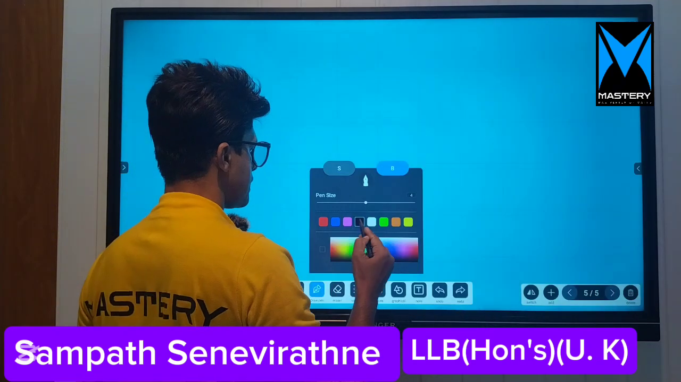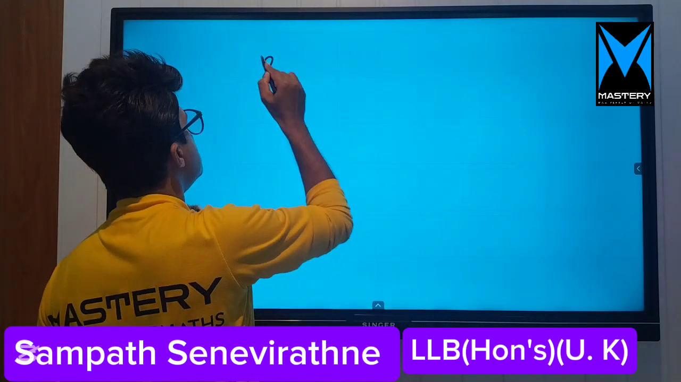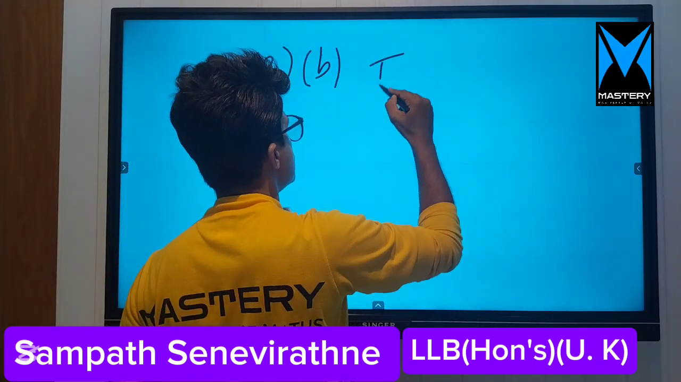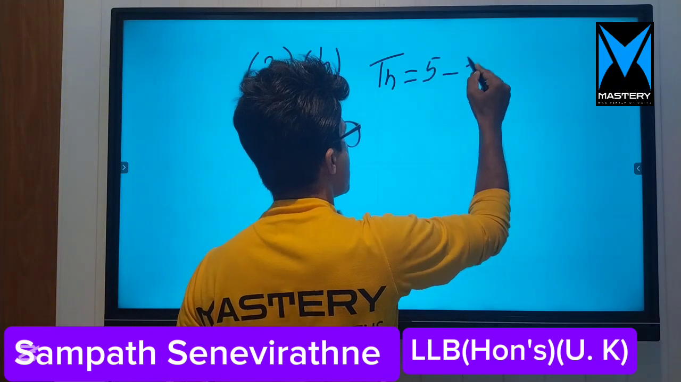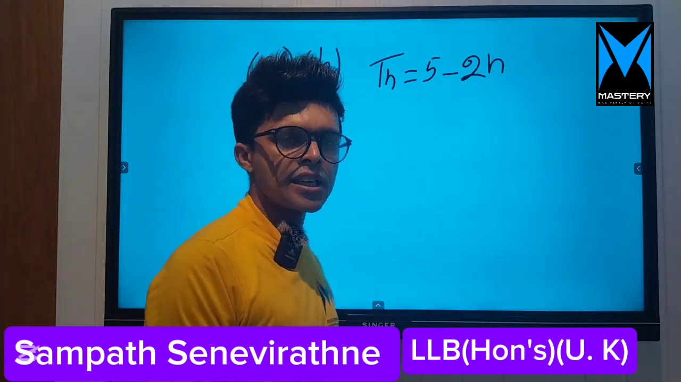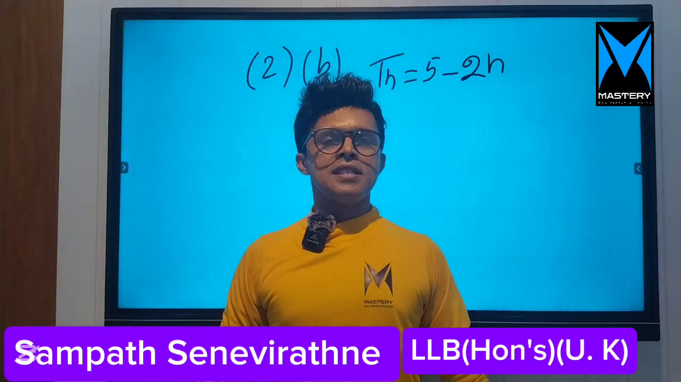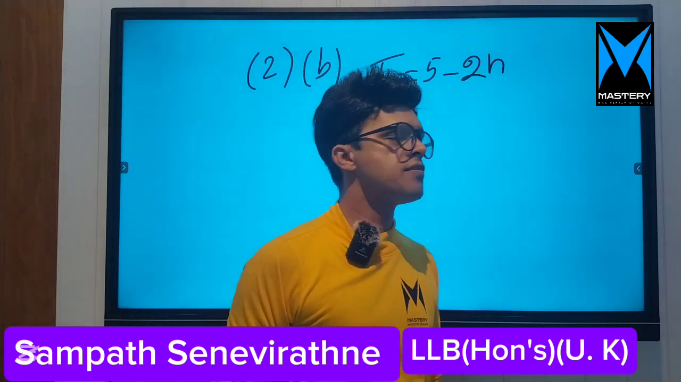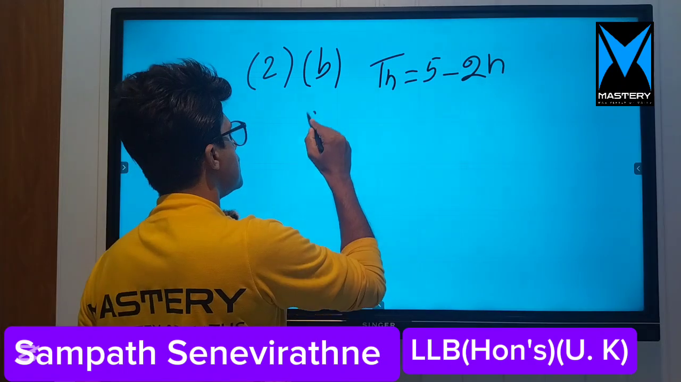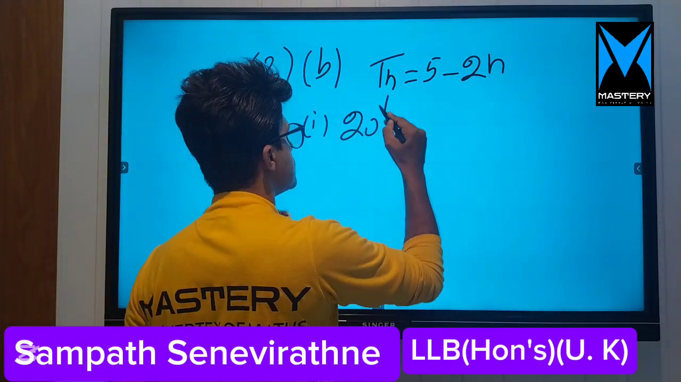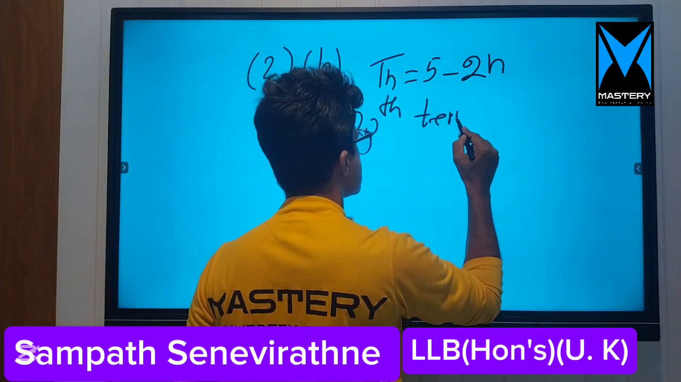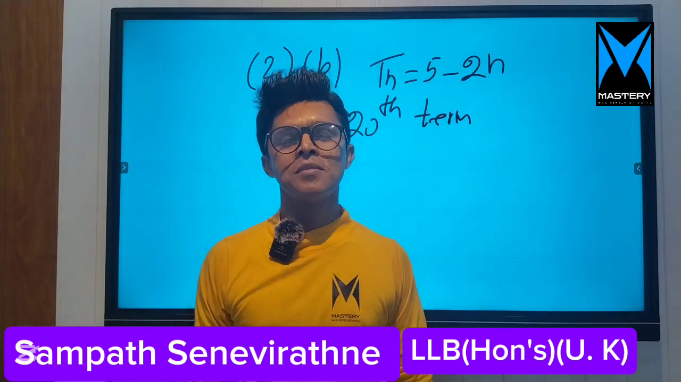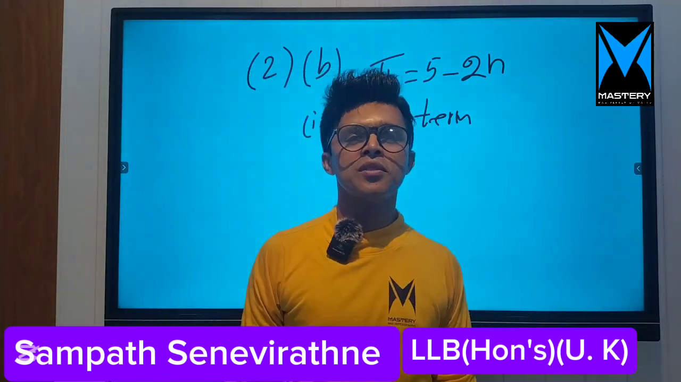Yes, that question also, part B, it has given the general term of a number pattern, 5 minus 2n. You have to find the 20th term here. Now what you have to do, you pause the video and find the 20th term, and eventually you could check your answer.